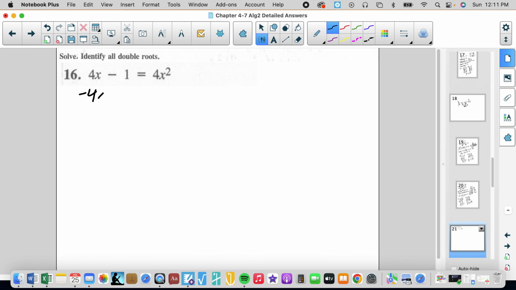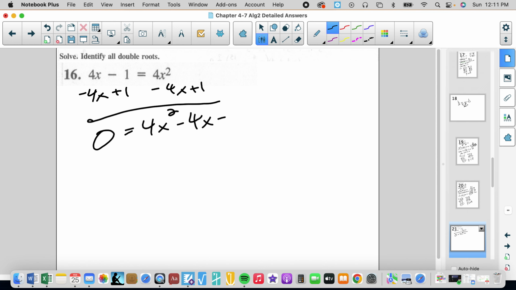I'm going to move everything to the right. We get 0 equals 4x squared minus 4x plus 1. We should notice that that is a binomial square. If we do enough of these, you're going to recognize binomial squares and you're going to recognize difference of squares. It's imperative that you see the easy ones.